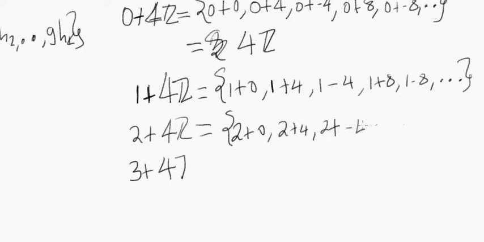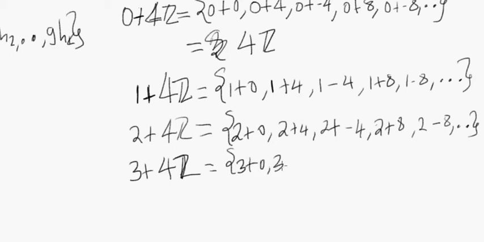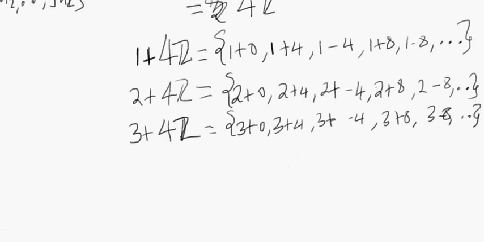So 2 plus negative 4, 2 plus 8, 2 plus negative 8, and then we keep going. That's what we have here. Let's look at 3 plus 4Z. What's that going to give us? 3 plus 0, 3 plus 4, 3 plus negative 4, 3 plus 8, 3 minus 8, and so on and so forth. Okay, let's do one more for funsies. Okay, let's do two more.